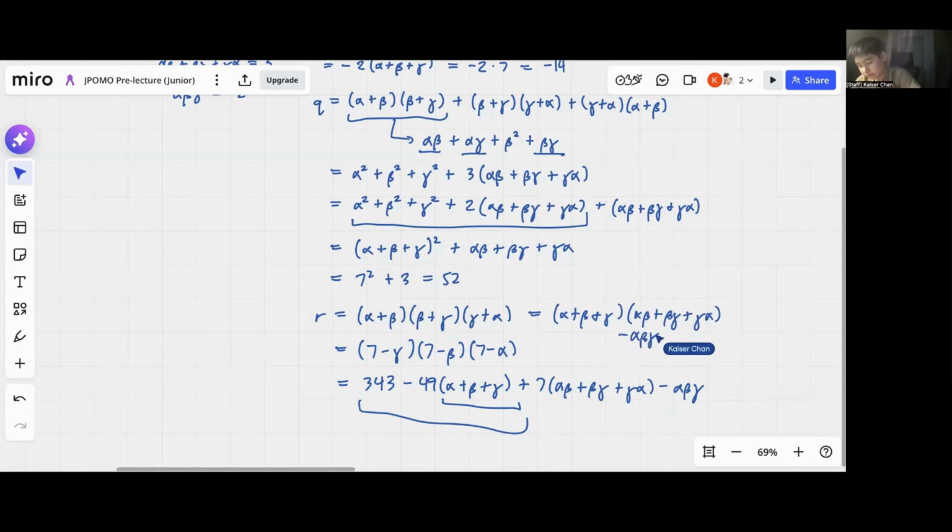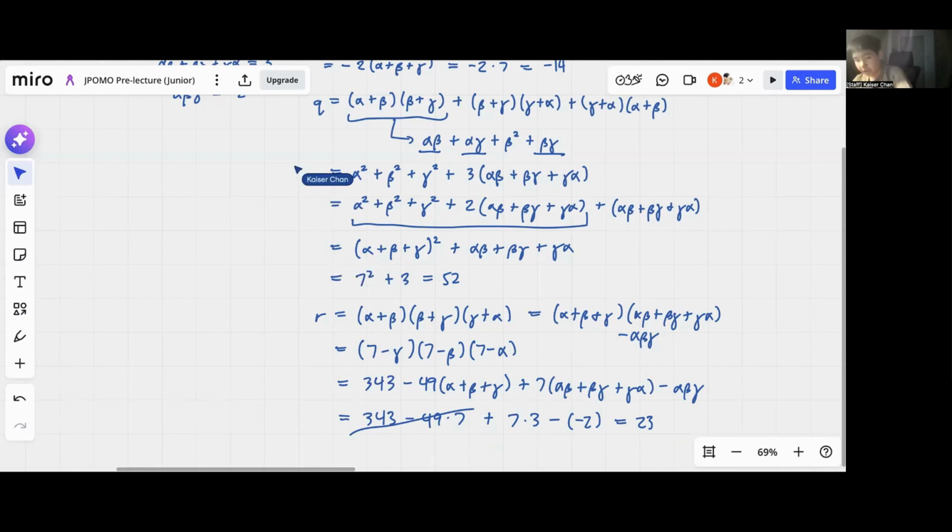If we substitute everything here, this is 343 minus 49 times 7. As I said, this will cancel out. And then plus 7 times 3, then minus negative 2. So this is 23. Okay, cool. And therefore, since we're asked for P plus Q plus R, oh wait, hold on. Oh, R should be the negative of this. So just negative everything, right? So R is actually negative 23.